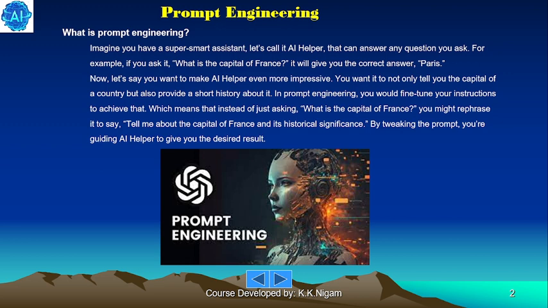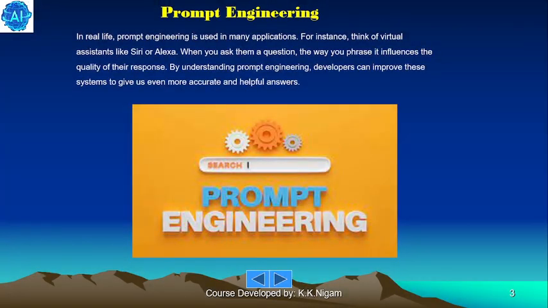Now let's say that you want to make this AI helper even more impressive. You want it to not only tell you the capital of the country, but also provide a short history about it. In prompt engineering, you would fine-tune your instructions or prompt to achieve that, which means that instead of just asking what is the capital of France, you might rephrase it to say, tell me about the capital of France and its historical significance. By tweaking the prompt, you are guiding the AI helper to give you the desired result.